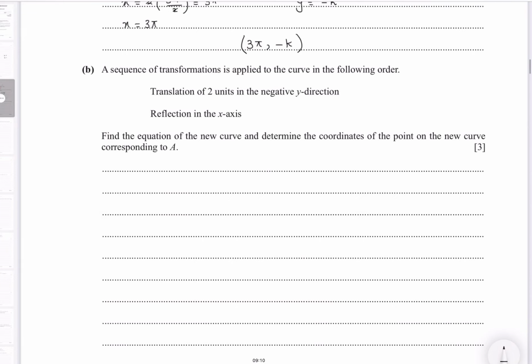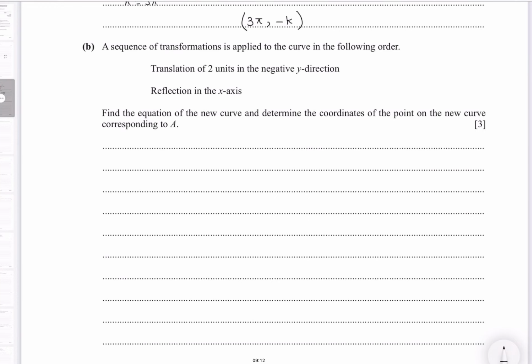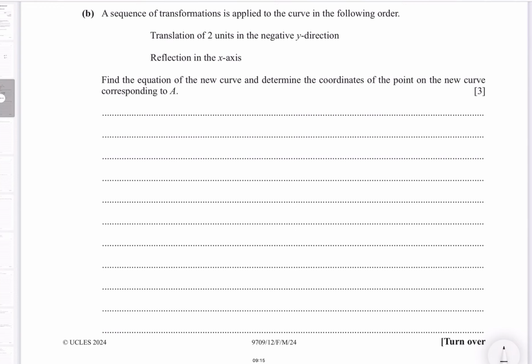Part B says a sequence of transformations is applied to the curve in the following order: translation of 2 units in the negative y direction, then reflection in the x-axis. Find the equation of the new curve and determine the coordinates of the point on the new curve corresponding to A.